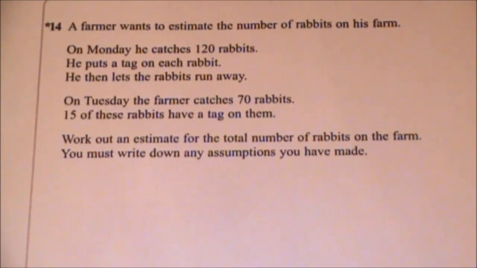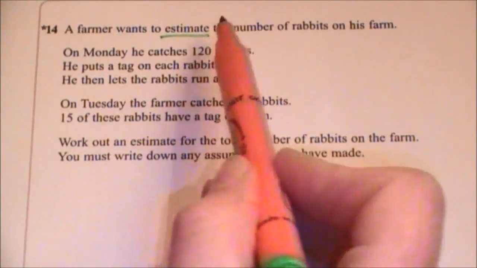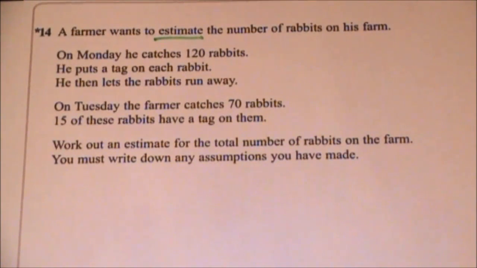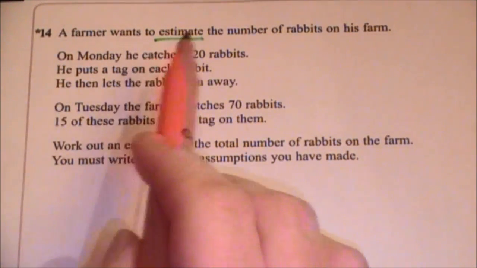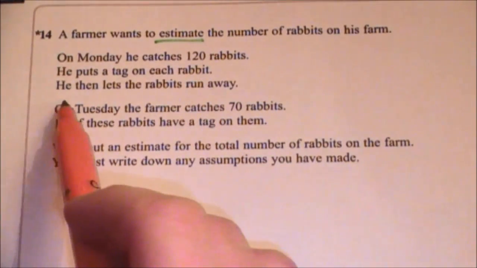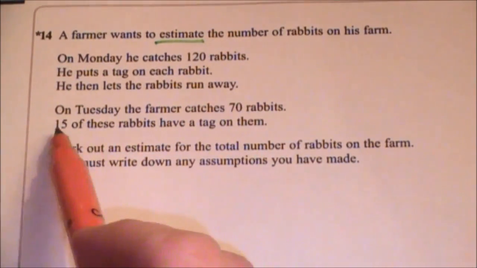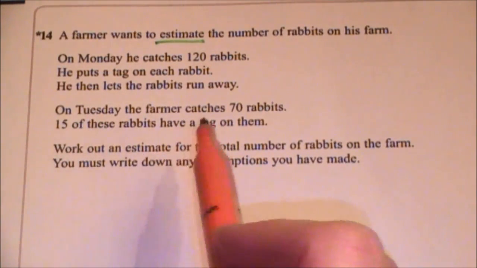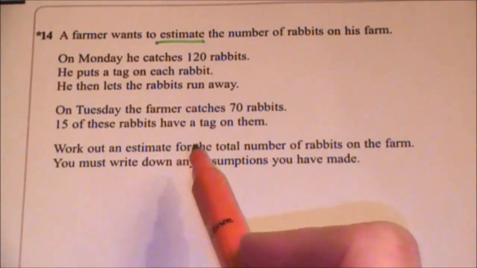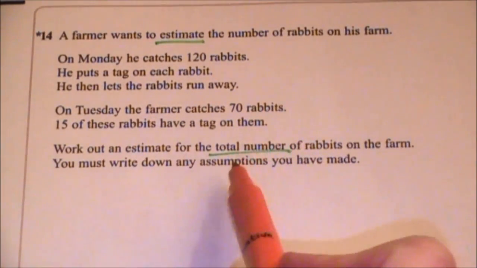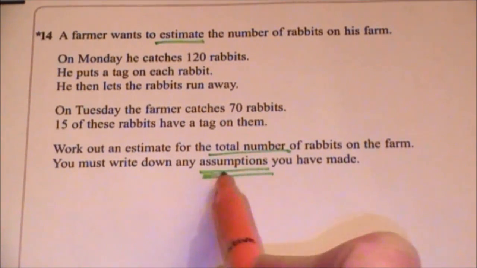So, a farmer wants to estimate, and we're dealing with estimates here. We cannot be sure about anything. These are estimates. So a farmer wants to estimate the number of rabbits on his farm. On Monday, he catches 120 rabbits. He puts a tag on each rabbit. He then lets the rabbits run away. On Tuesday, the farmer catches 70 rabbits. 15 of these rabbits have a tag on. Work out an estimate for the total number of rabbits on the farm. So the total number. You must write down any assumptions you have made.